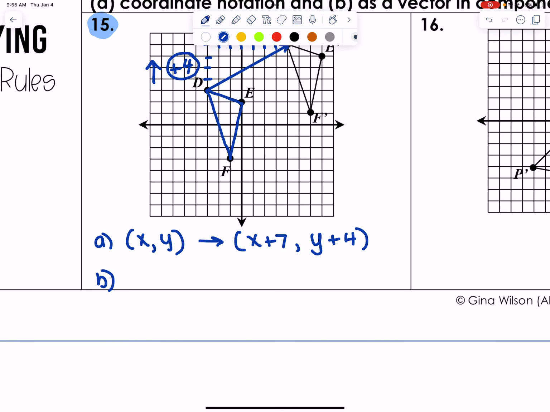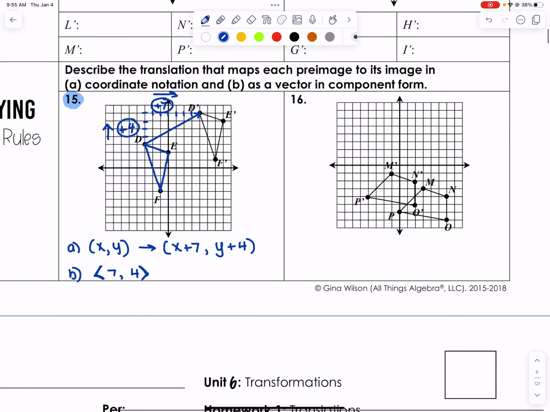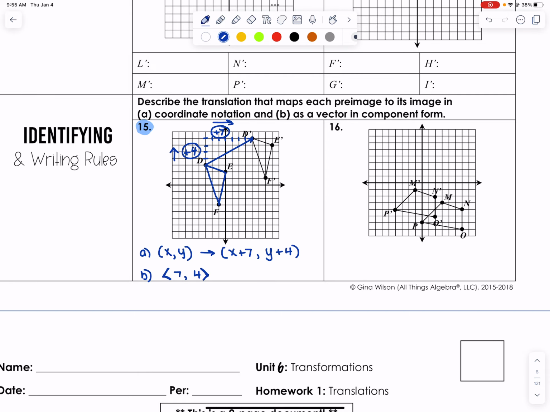And then as a vector, I would write that as ⟨7, 4⟩, making sure I use these new type of grouping symbols here. All right, and that's it. That's all you really have to do. If you need help with that, or if that confuses you, please let me know.